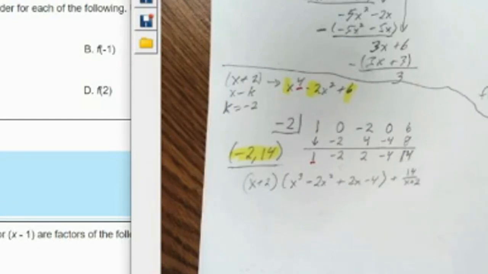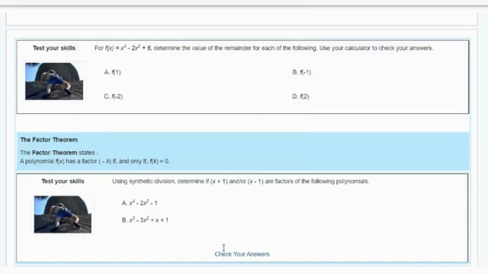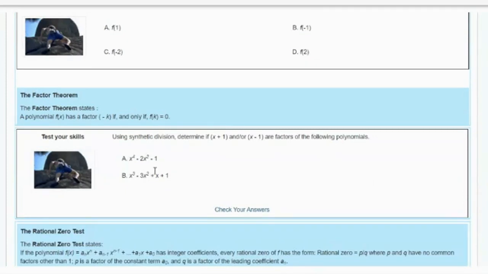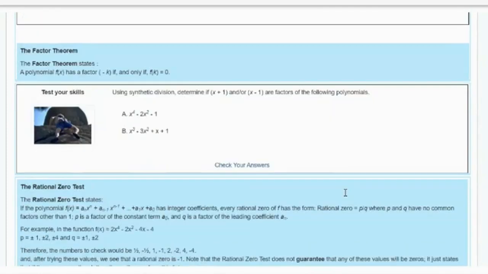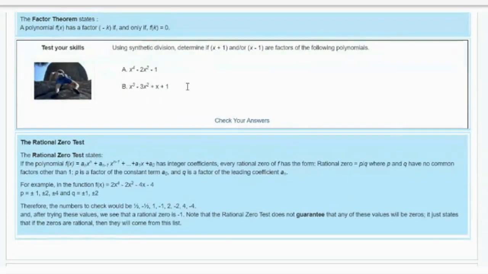So, all right. This says use synthetic division and determine if these are factors. Is x plus 1 a factor of either one of these? Is x minus 1 a factor? And again, you can check your answers. We're not going to take time to do that in class, but we got a lot to cover. But using synthetic division, just check to see if that's a factor, which all it means is the remainder is 0 or not.